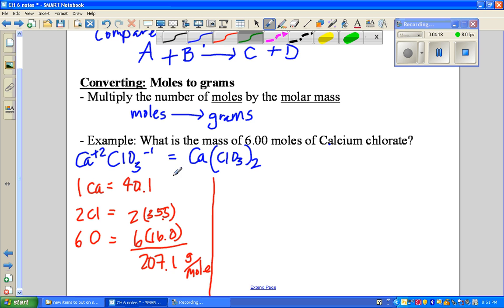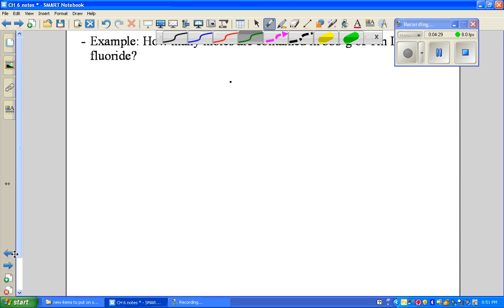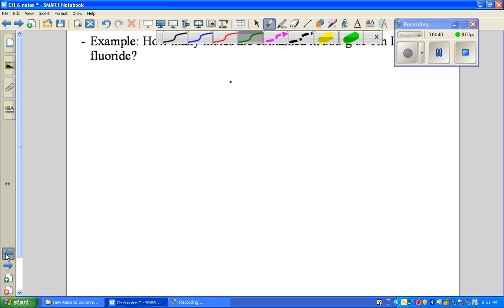Okay, so next we are ready to go from moles to grams. If you take a look at your mole map, you can see that if I'm going from moles to grams, I am going to be multiplying by my molar mass to get here. So let's go ahead and do that.